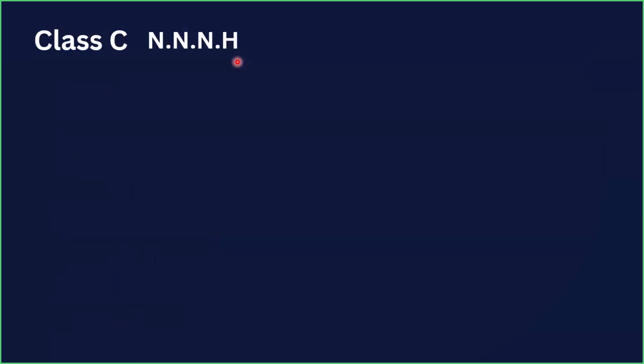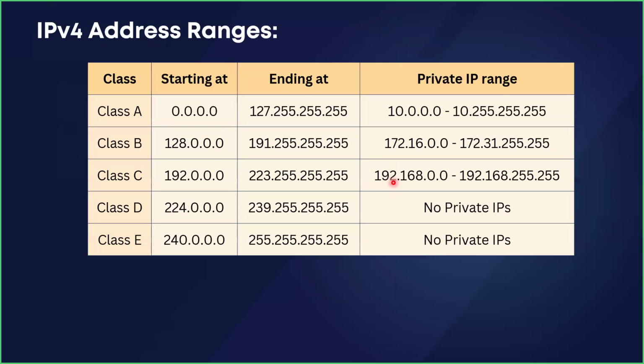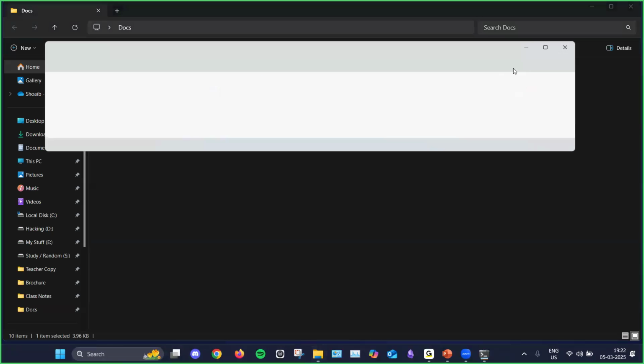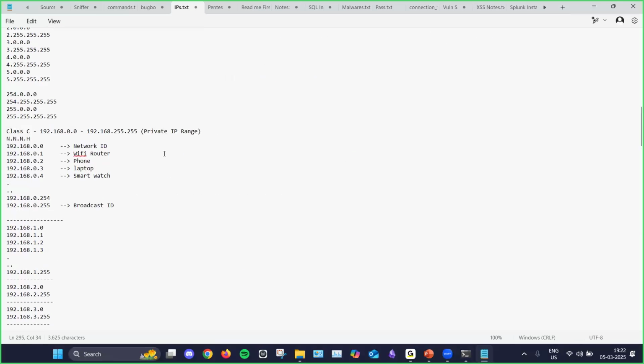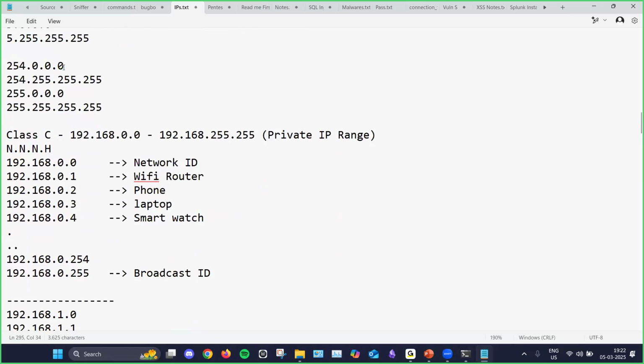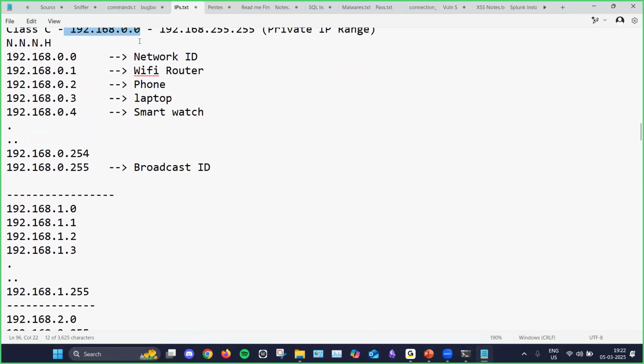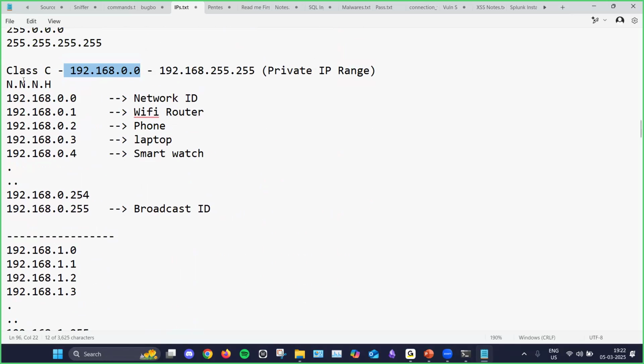Now, we all know the first private IP in class C starts at 192.168.0.0. If you remember these ranges, class C first private IP starts at 192.168.0.0. And that's the same thing which I've written here in my notepad file as well. So in class C, the first private IP starts at 192.168.0.0. Now, the first 3 portions are the network portions, and the last portion is the host portion.